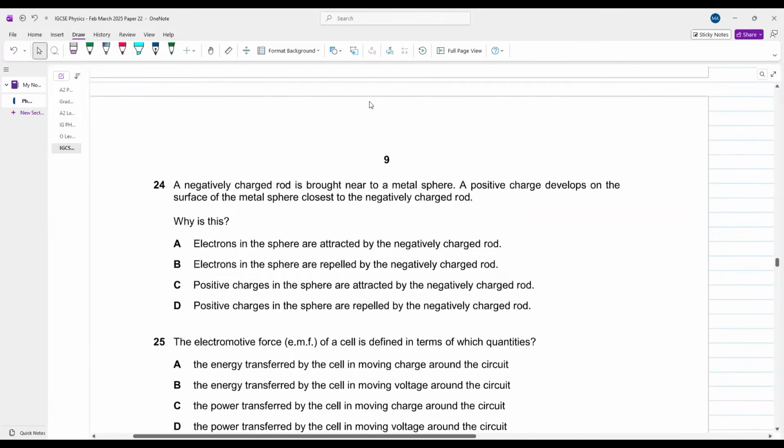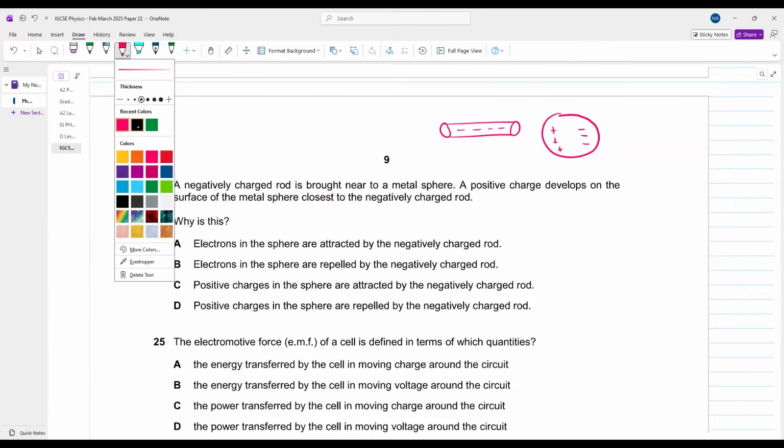A negatively charged rod is brought near to a metal sphere. A positive charge develops on the surface of the metal sphere closest to the negatively charged rod. अच्छा जी, देखो you have this negatively charged rod इस तरह से. When you bring this closer to a sphere, क्या होता है? जो स्फेयर के इलेक्ट्रॉन्स होते हैं वो रिपेल करके राइट साइड पे आ जाते हैं. The positive charges are left here. Always remember, you can write this as a key point as well.